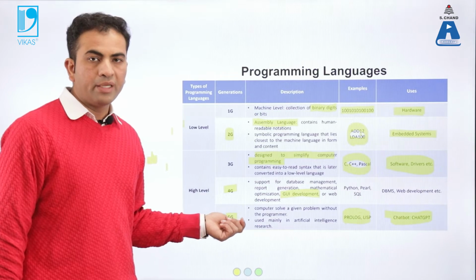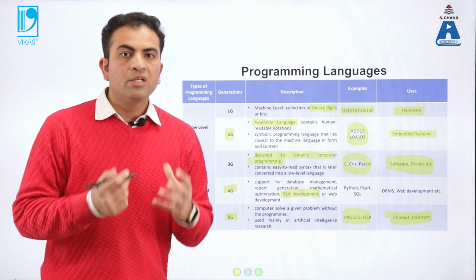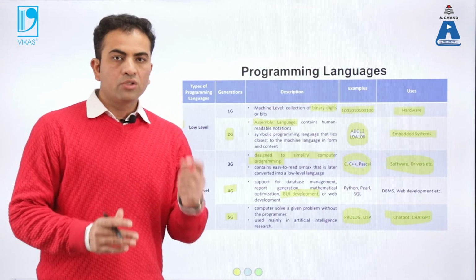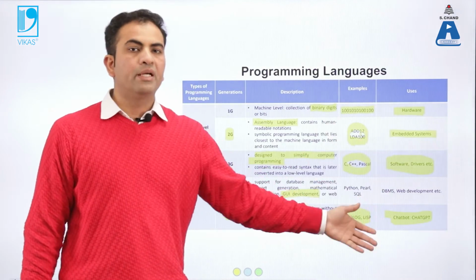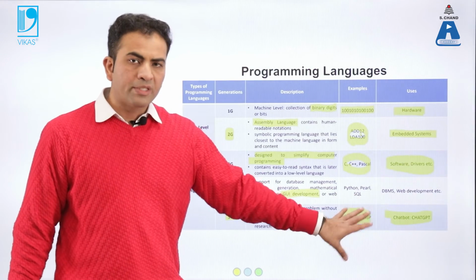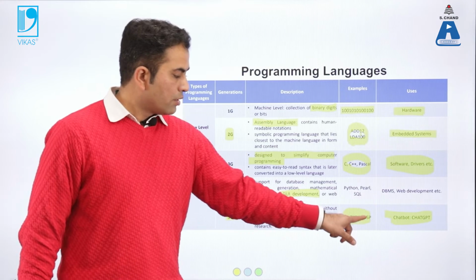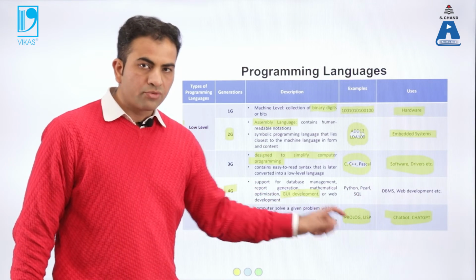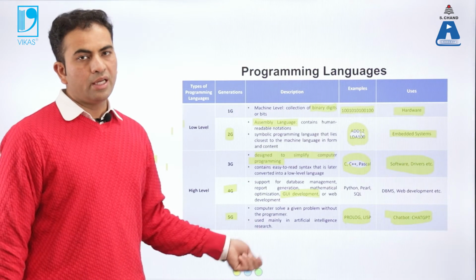And fifth generation programming language is artificial intelligence programming. If you are developing some device which is based on AI, that means you are using programming languages such as Prolog and Lisp. There are other programming languages also, but these are the very basic programming languages for artificial intelligence. So these are used as fifth generation programming languages.